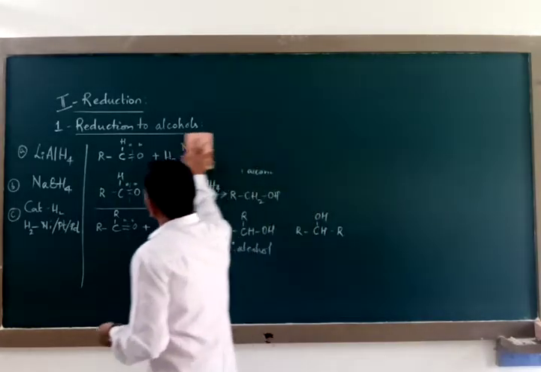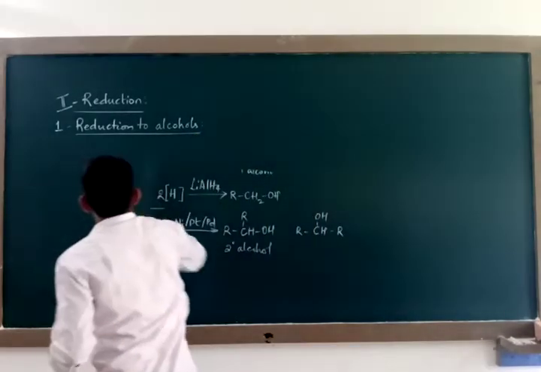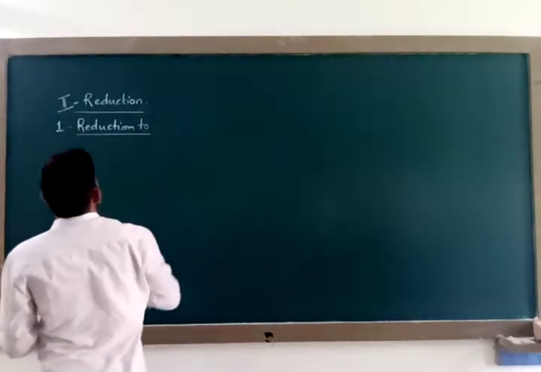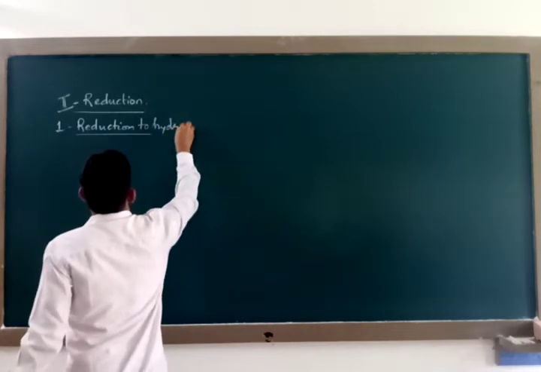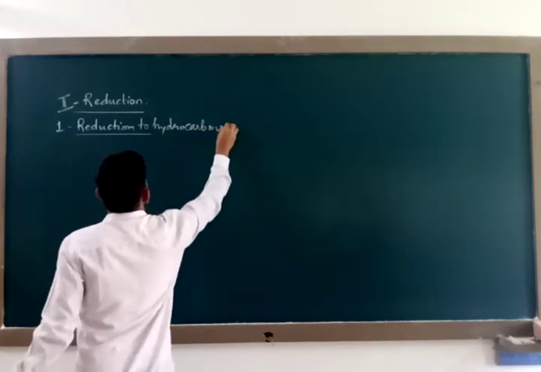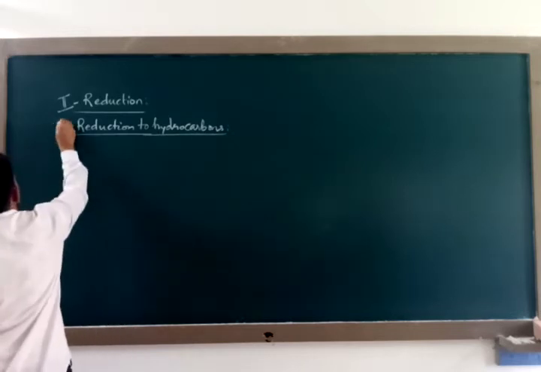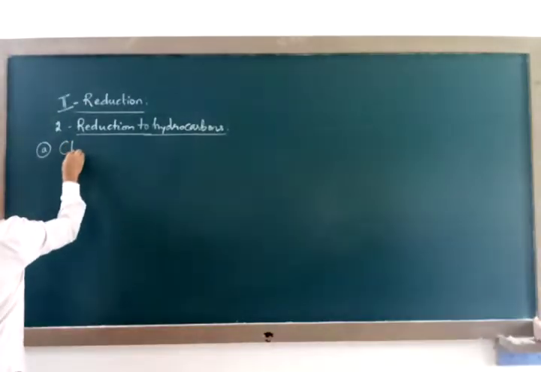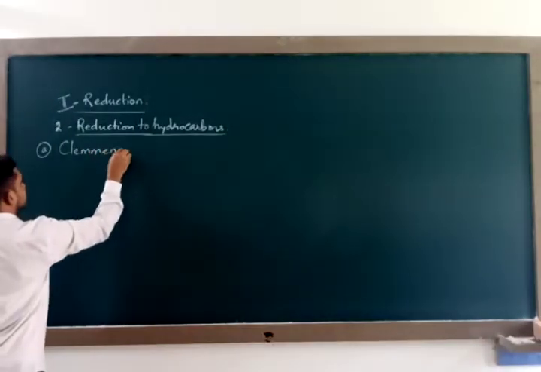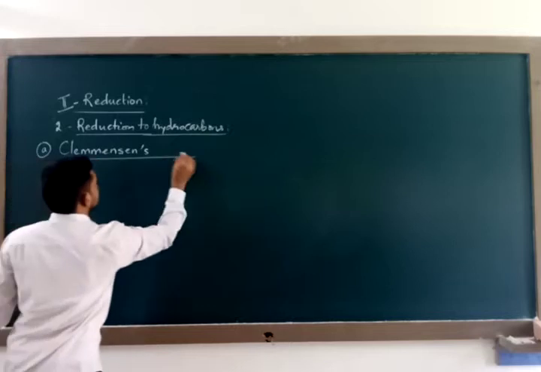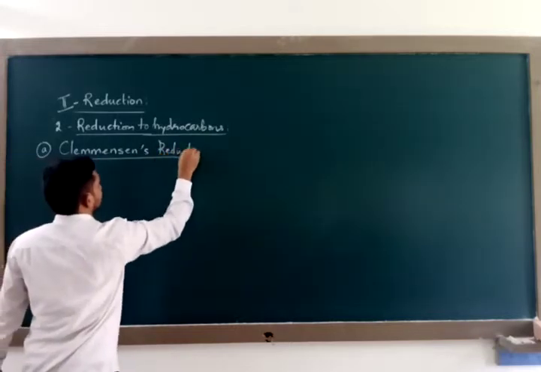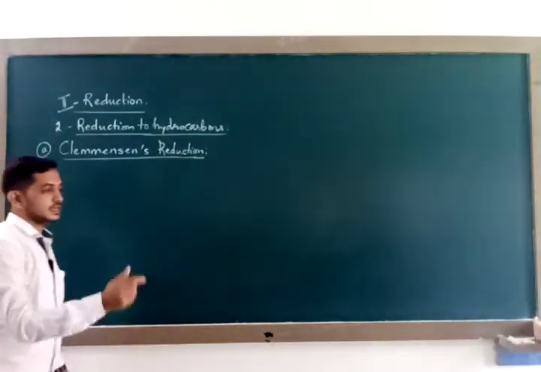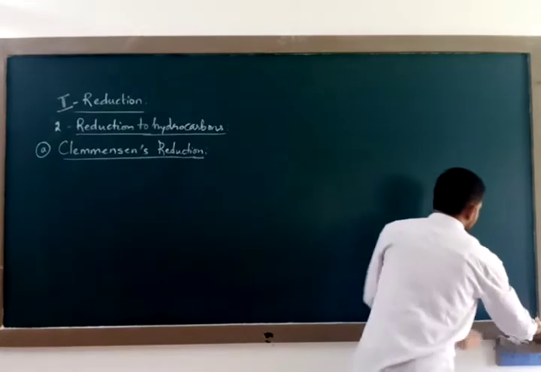Then the second reduction is reduction to hydrocarbons. This reaction is important. Under this, the first one is Clemmensen reduction. Because it is a named reaction, it is important in the exams. Now, what is Clemmensen reduction?